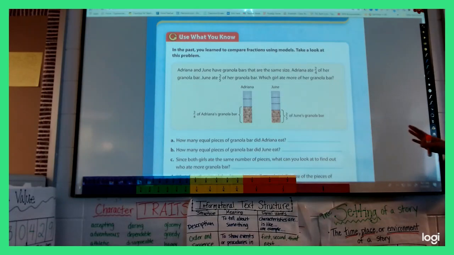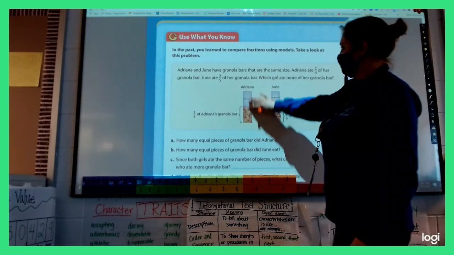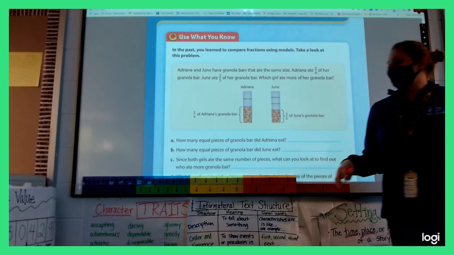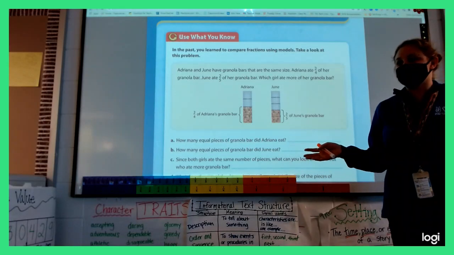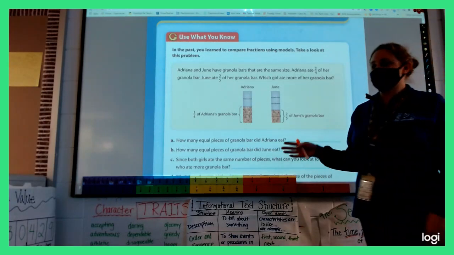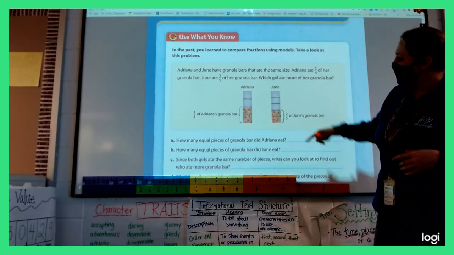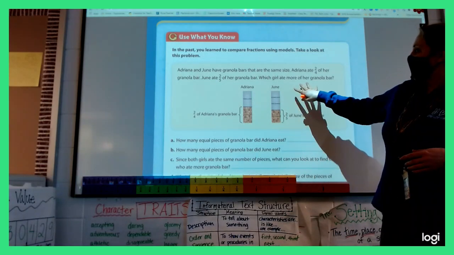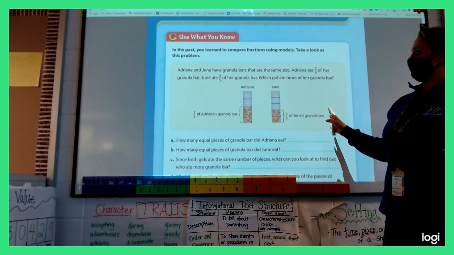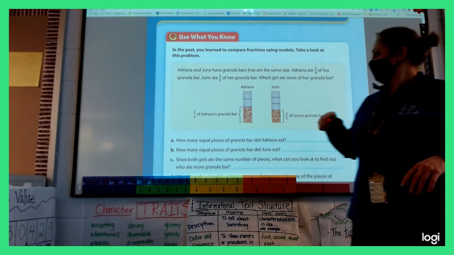Okay, so first just look. All right, Adriana's granola bar. First of all, I don't know anyone who wouldn't eat the entire granola bar. It's not like they're that big. But anyway, that was just my thinking. And June ate this much. Now, just by looking, before we even think it through, which girl do you think ate more granola bar?